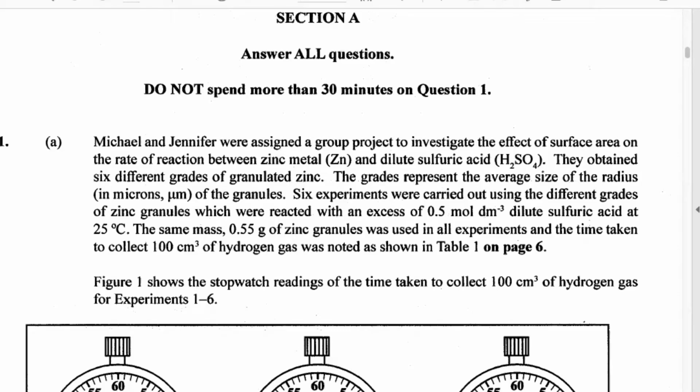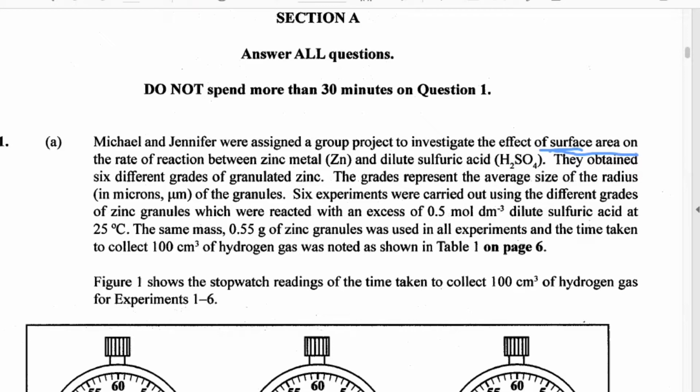Michael and Jennifer were assigned a group project to investigate the effect of surface area on the rate of reaction between zinc metal and dilute sulfuric acid. We tend to get these types of questions for number 1. It's a lot of titration or rates of reaction, but they tend to mirror experiments that would be carried out in the lab. So they obtained 6 different grades of granulated zinc. The grades represent the average size of the radius in microns, micrometers, of the granules.